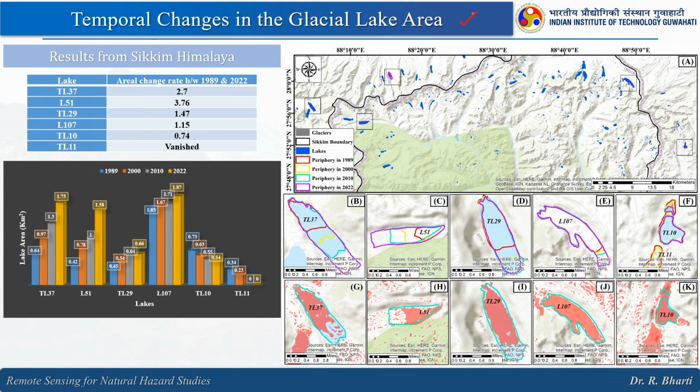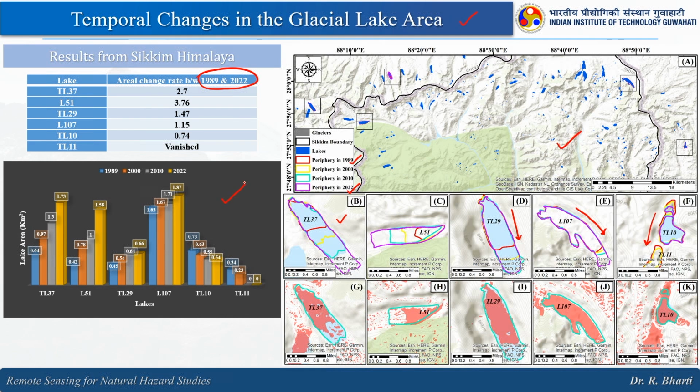So here you can see an example from the Sikkim Himalayas. Particularly here we have analyzed the boundaries of the glacial lakes between 1989 and 2022, and here you can see different boundaries marked. Here the red color is the base map for us, it is 1989, and the purple is 2022. And you see many of them are increasing in size, some of them have vanished here.